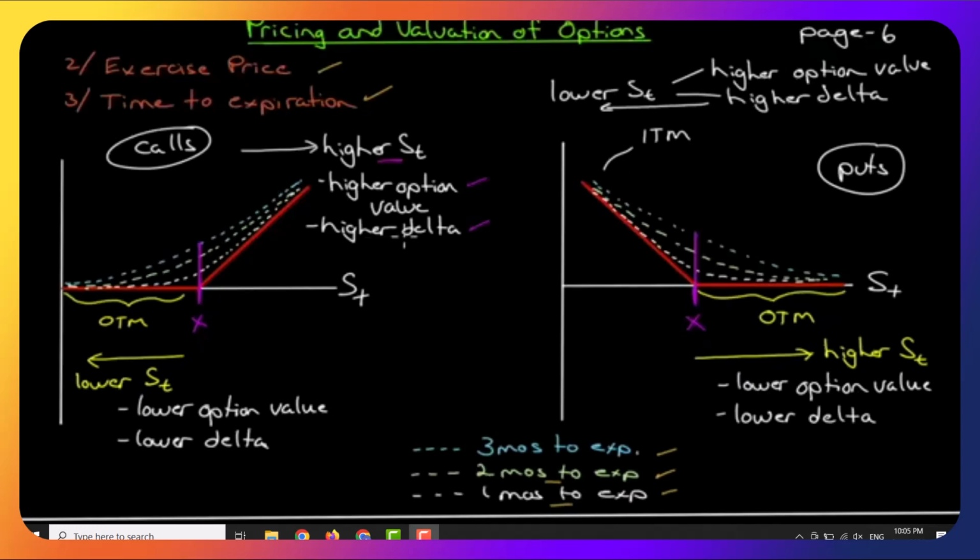And for puts, we saw on the previous screen, the lower the stock price goes, the higher the option value for puts, and the higher the delta. This is convex in just the opposite way.